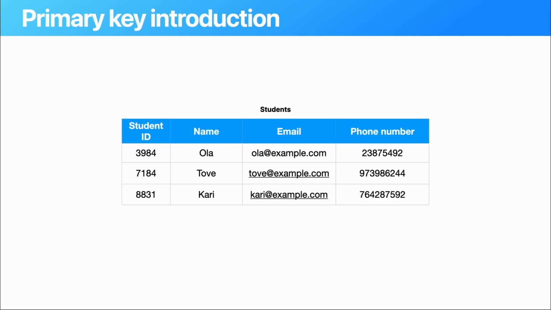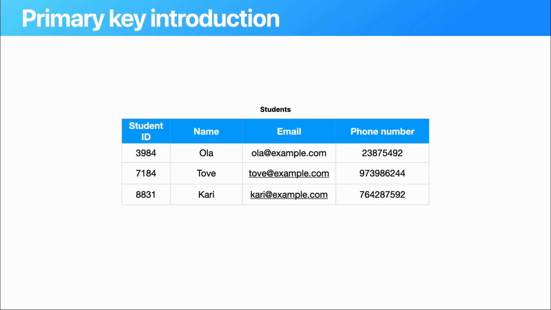But there's a problem here. Now imagine you have like 10 students with the same name Ola. Then all of the 10 students will be deleted. So that's definitely not the way to go. So selecting based on the name is not ideal in this case.